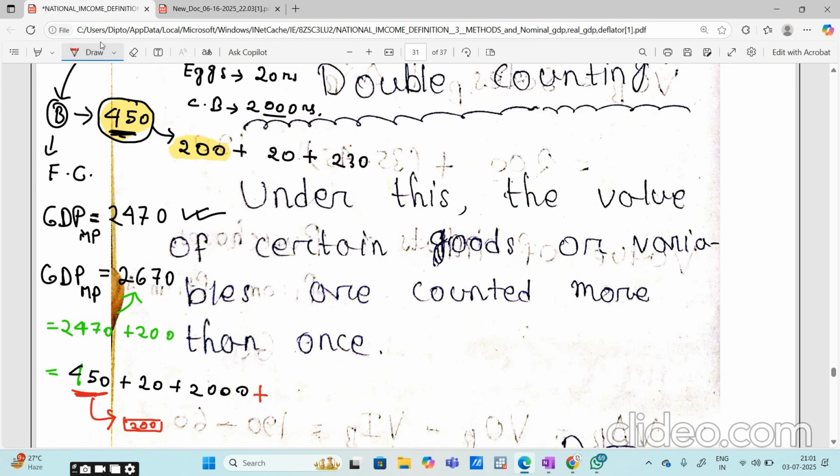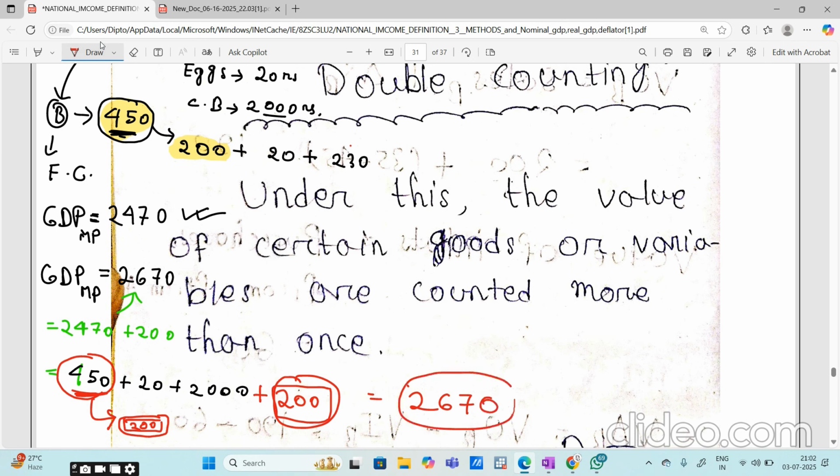Now if I again add this 200 rupees, that is the value of leather or the value of the intermediate good, then that 200 rupees is basically double counted. It is counted here once in the value of the bag and it is counted here again. So this 200 rupees is double counted and GDP will be shown as 2670, which will not be accurate. The accurate GDP is 2470.